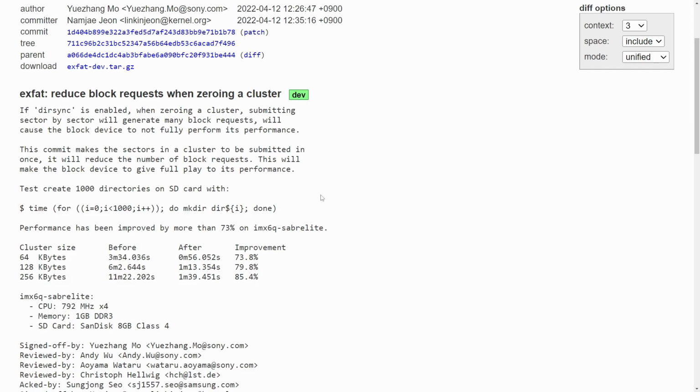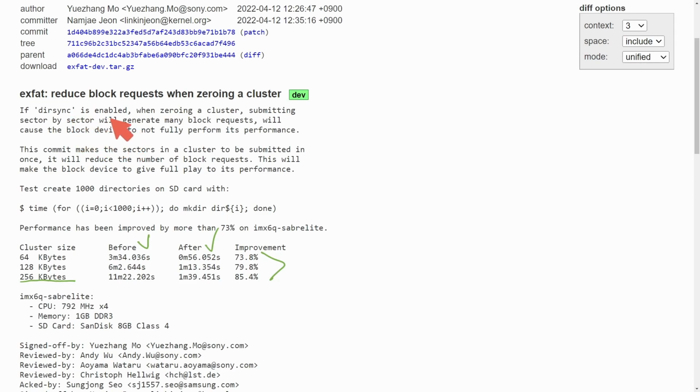This is coming from a talented developer named, and I'll get this wrong, Yuezhang Mo, which improves the times of zeroing out clusters. If we look here, we have our cluster sizes, which the tests were performed on, and a before and after, including the improvement, which is the most important part. Now we'll go through this math and why we can call this almost a 700% improvement in a little bit, but let's talk about what this says.